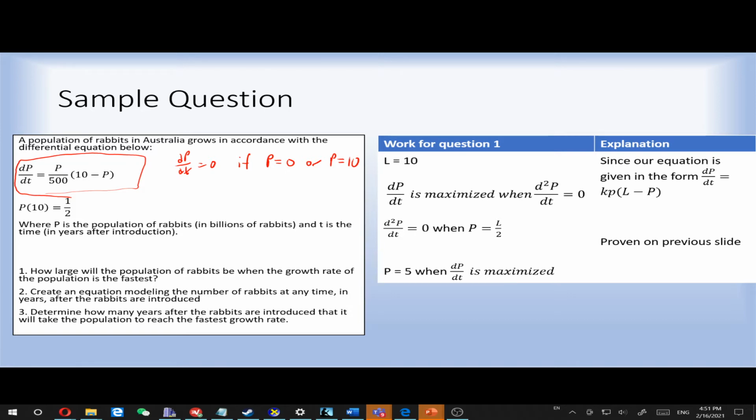Okay, we proved in the last slide that our second derivative is 0 when our population is our upper limit divided by 2. So if our upper limit is 10, then our fastest growth rate will happen when our population of rabbits is how much? Okay, what was the question? When P equals 5? P equals 5, or 5 billion rabbits.